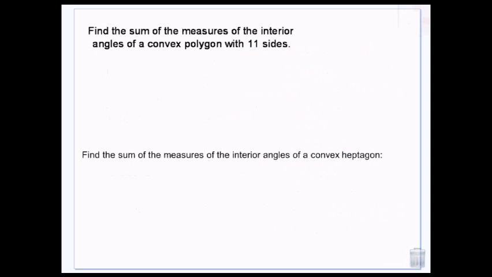And we're going to find the measure, the sum, so the total, of the interior angles of an 11-sided figure, which is a hendecagon. So we're going to use that formula. So it's 180 times 11 minus 2. 180 times 9, and that is 1620. So a hendecagon has a total angle measure of 1620.